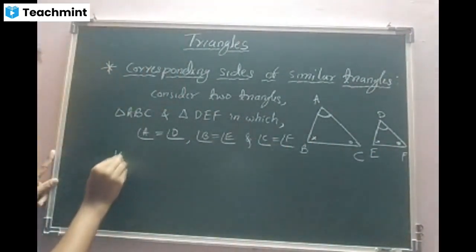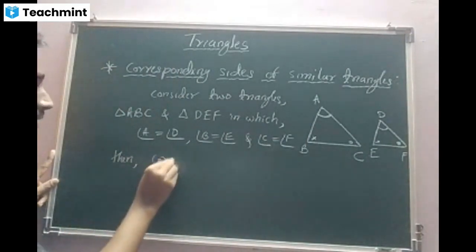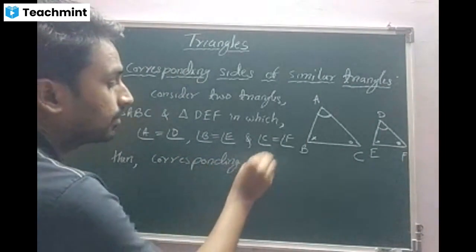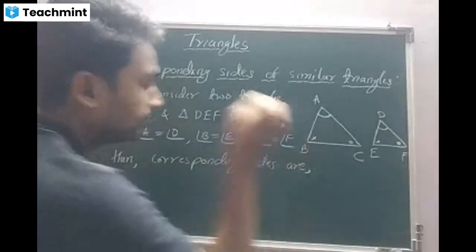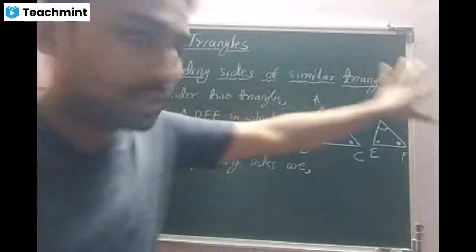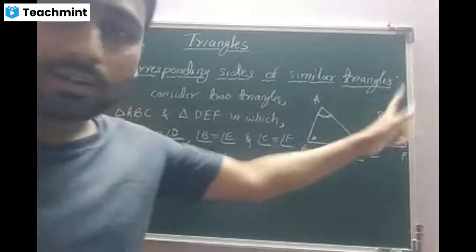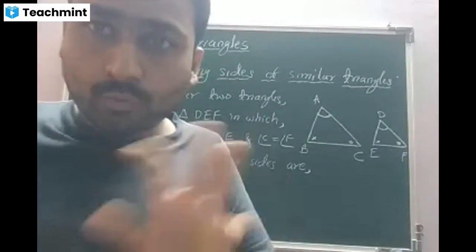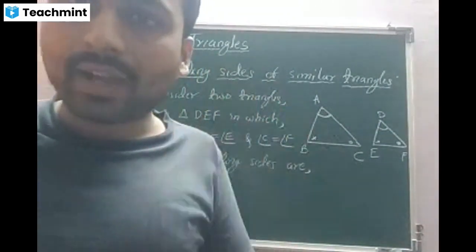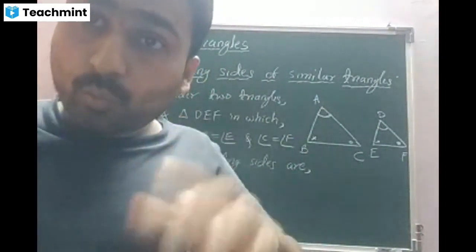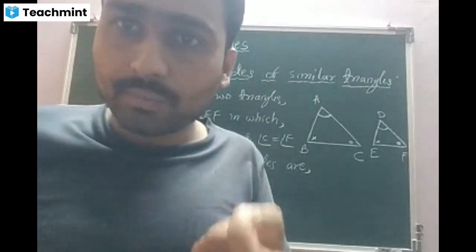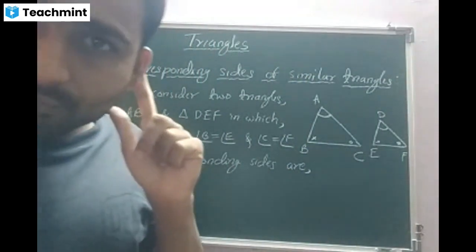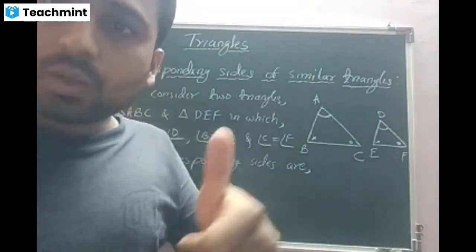Then the corresponding sides are, beta, look at the meaning of this. Corresponding sides of similar triangles means what? Whenever you get two triangles with three sets of angles equal, on which basis do we confirm the corresponding sides? Is that clear to everyone? Yes, sir.